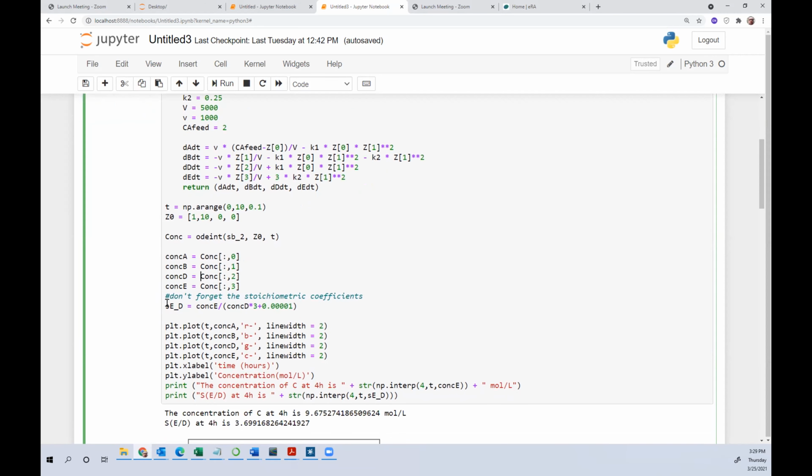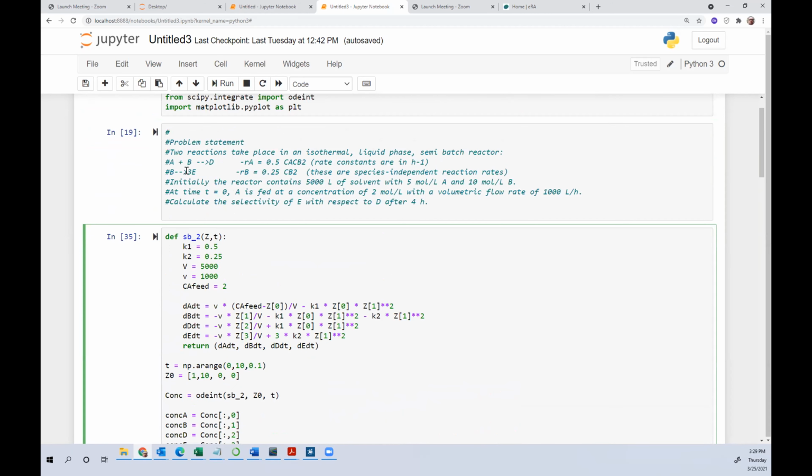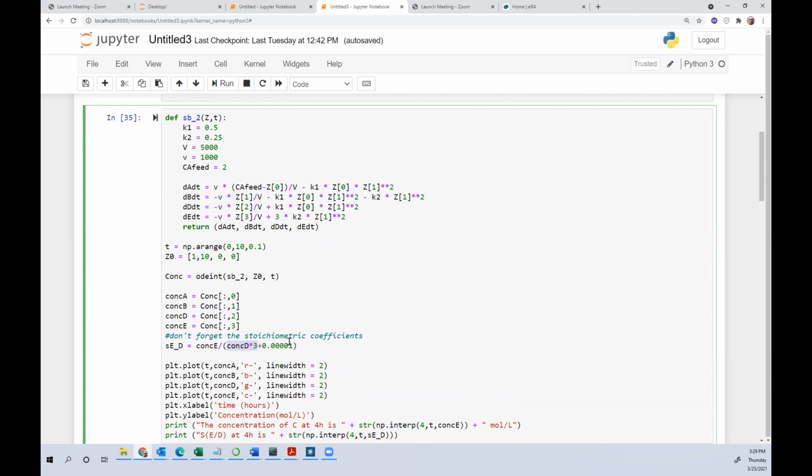And you can also define the selectivity of E with respect to D, which is the concentration of E divided by the concentration of D times 3, because that's the stoichiometric coefficient that you need to take into account. So right here, you need to take those into account. The reason I added a very, very small number is because at time 0 there is no D, so you'd be dividing by 0 and the selectivity would be infinity. So I added a very small number, 0.0001, to keep the function from diverging.